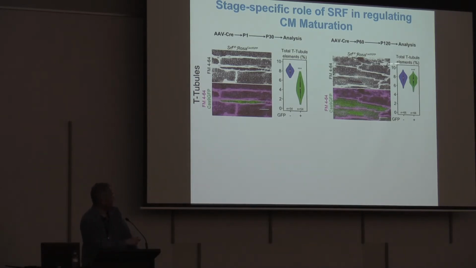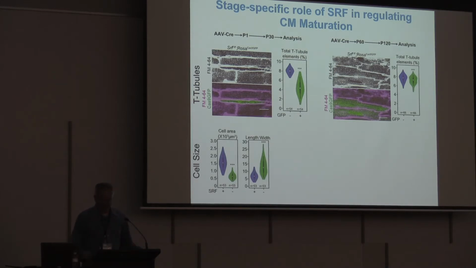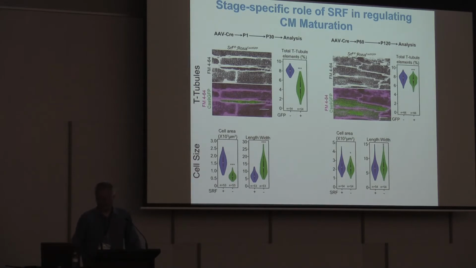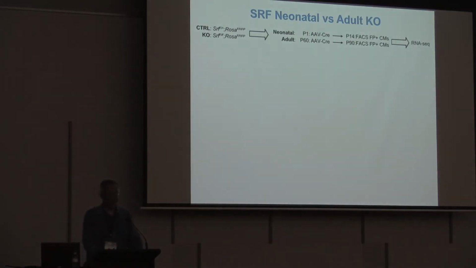We also did this experiment by giving the virus in adult myocytes. And what I hope you can see is that when you give this knockout SRF in adult myocytes in a mosaic pattern, there's almost no effect on the size or shape of the cell or on its T-tubules. So again, we looked at size as well. In the neonate, there's a strong effect on size, whereas in the adult myocytes, there's a very small effect on size. So from this, we concluded that SRF is a stage-specific regulator of cardiomyocyte maturation.